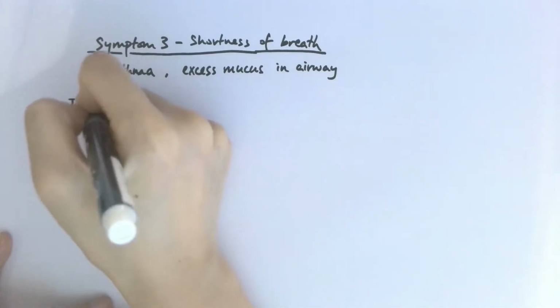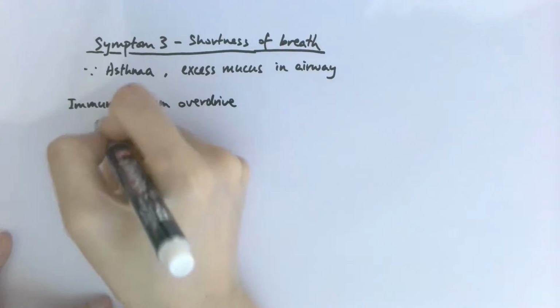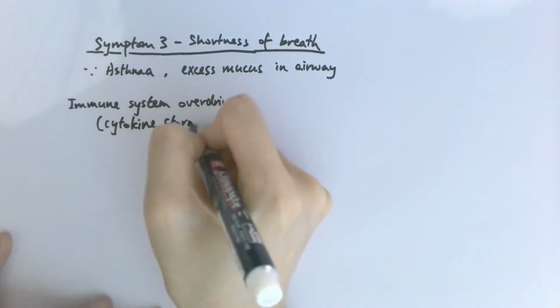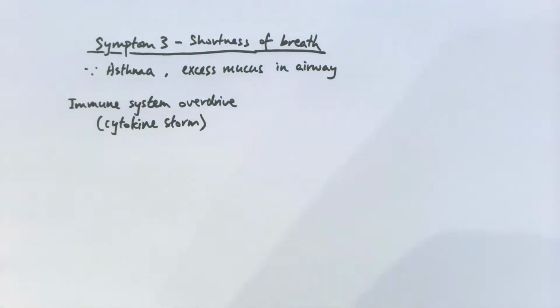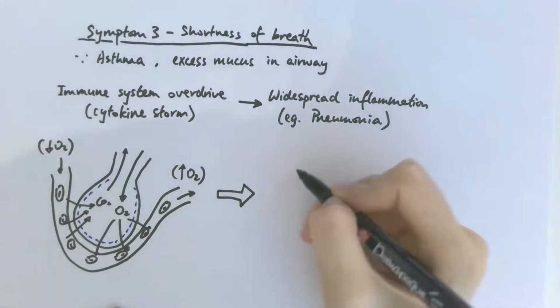Now, things get really messy if the virus gets to the lower respiratory tract. Having dealt with a virus for a long time, your immune system can go into overdrive and can cause widespread inflammation in many essential organs. The lungs are one of them.